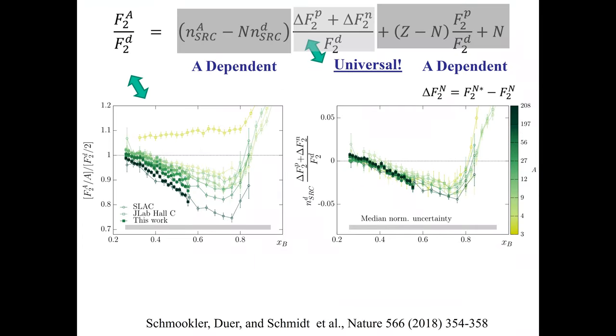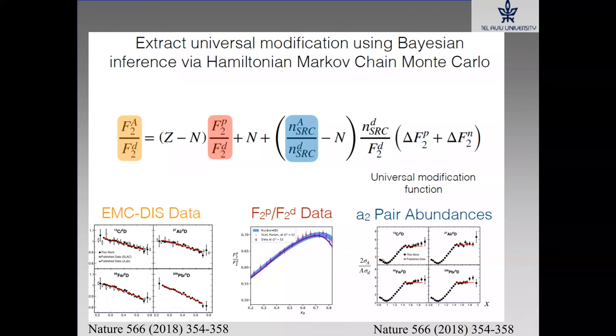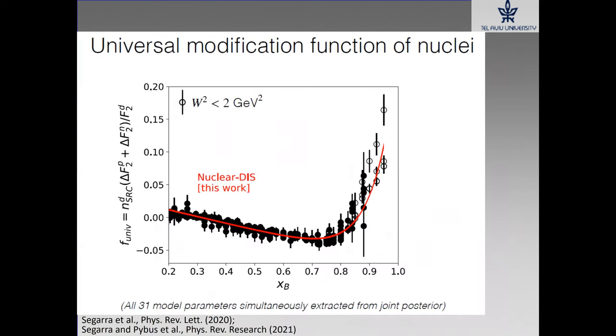If this is the case, then the piece which is modified should be universal. It should be the same for all nuclei. So you can see here, this is the F2 ratio, the standard EMC effect for different nuclei. All these colors are different nuclei, all the way from helium 3 to lead. And if you extract this piece that's supposed to be universal, you see how nicely they collapse to the same curve. And actually, I can quantify this. I can take this ratio, all these things are measured, and I can extract the modification. I can extract one universal function that you can see here. And this is supposed to describe the EMC effect for all nuclei.